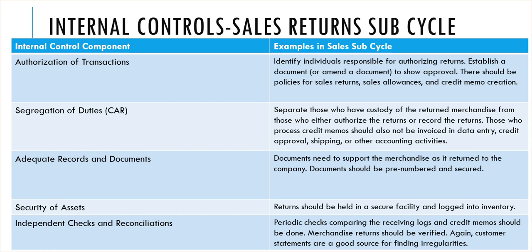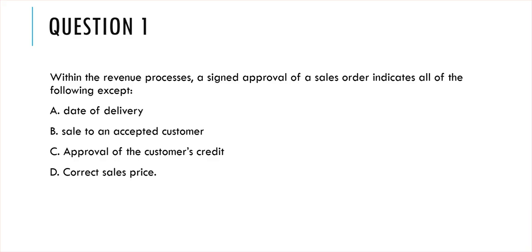When we were talking about ARC or CAR up there, remember that the one who does the reconciliations has to be separate from those. So if there's an inventory person or an individual in internal audit who's doing work in this area, they cannot be the ones that are doing authorization, record keeping, and custody.